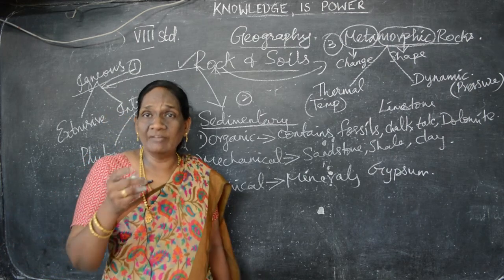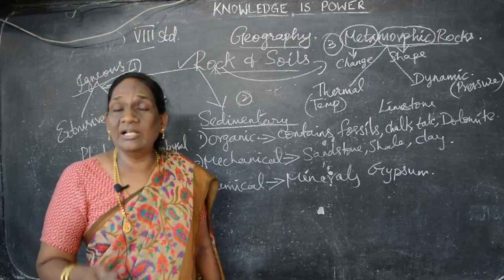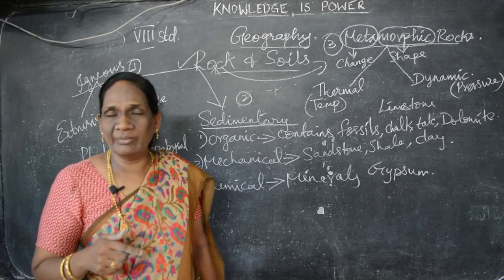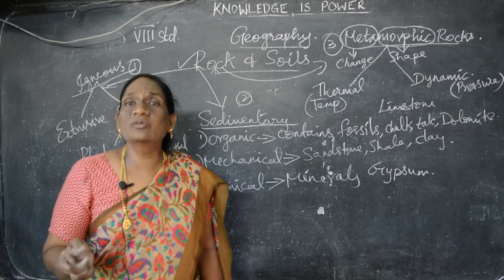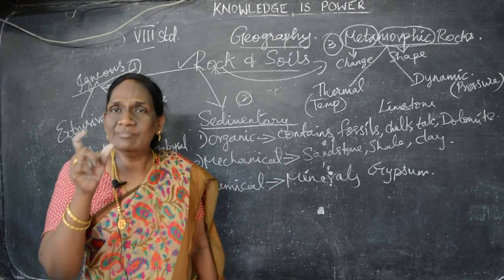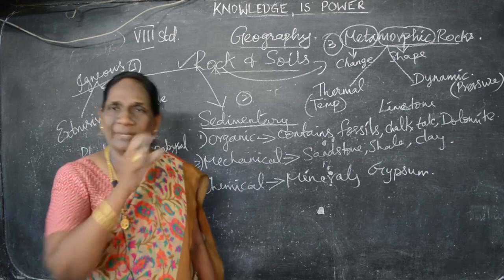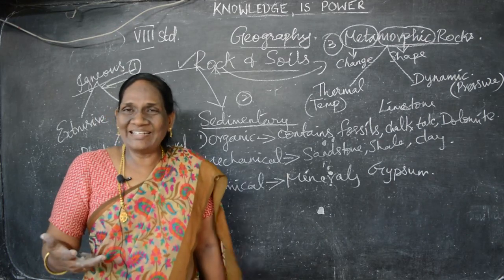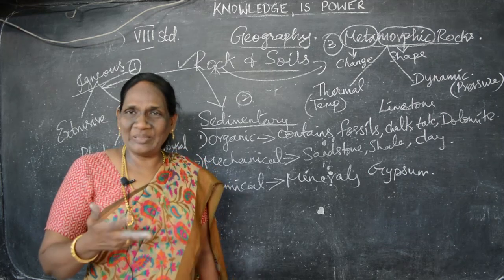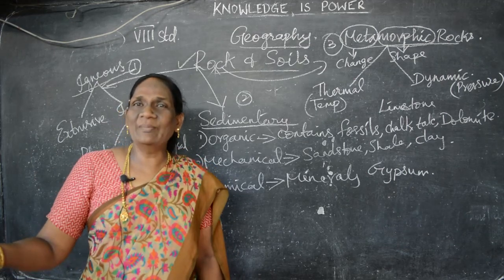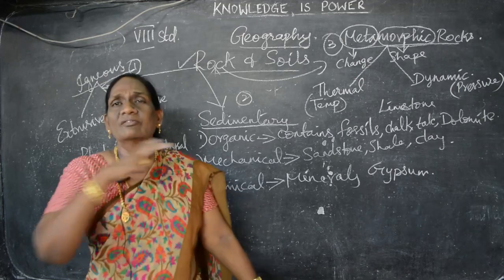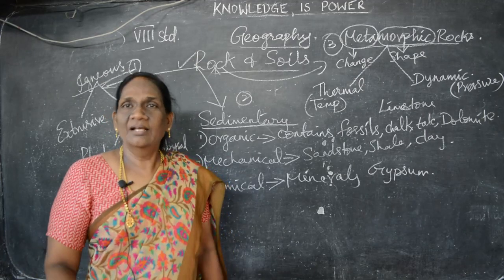The Taj Mahal is one of the wonders of the world. It is fully constructed with marble. This marble belongs to metamorphic rock. Can you follow? Now you may be surprised: we are studying metamorphic rock, and we know the Taj Mahal. So the Taj Mahal is built fully with marble, a metamorphic rock.